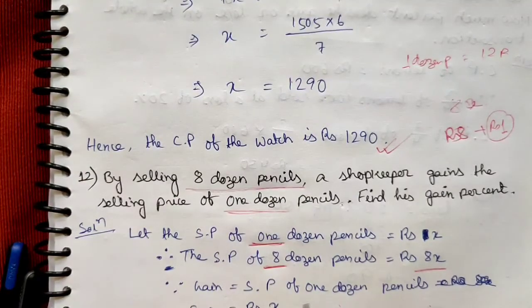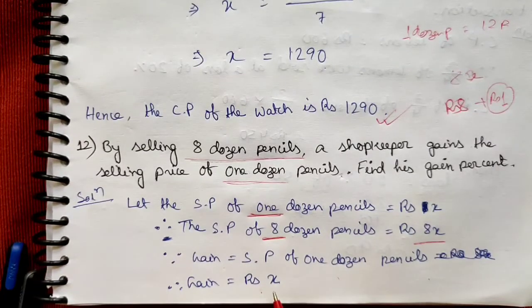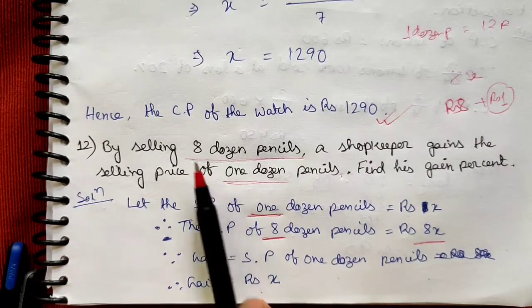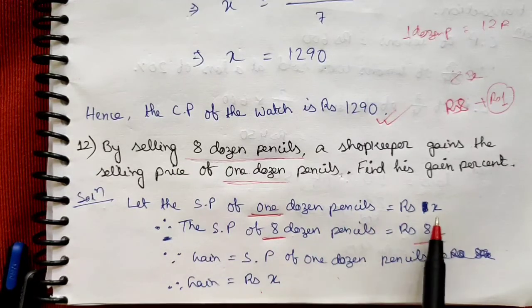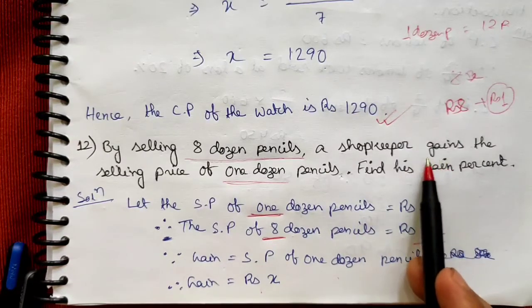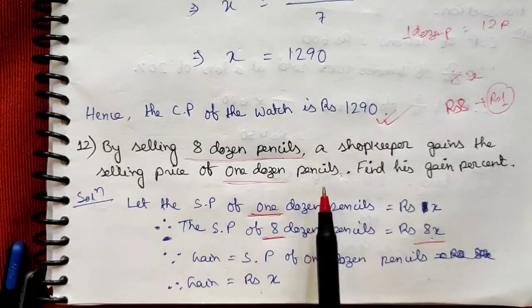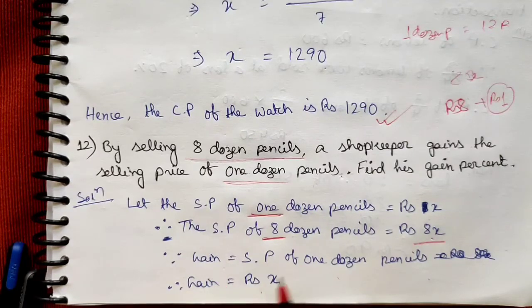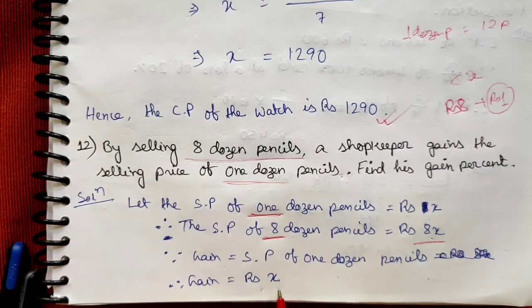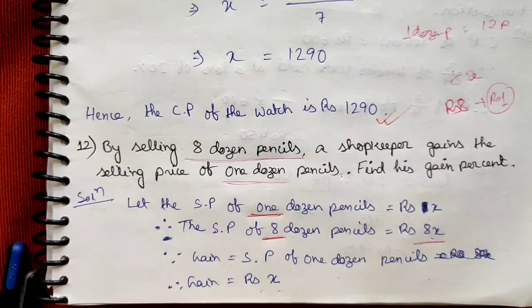So gain equals SP of 1 dozen pencil. So SP of 1 dozen pencil is rupees x, isn't it? So we have written therefore gain equals rupees x. Up to this clear? What is given? Let SP of 1 dozen pencil be x, so therefore SP of 8 dozen pencils will be 8x, isn't it? In the question it is given that gain equals the selling price of 1 dozen pencil. So gain equals rupees x. Up to this clear? Okay, so now let's move to the main solving of this question.